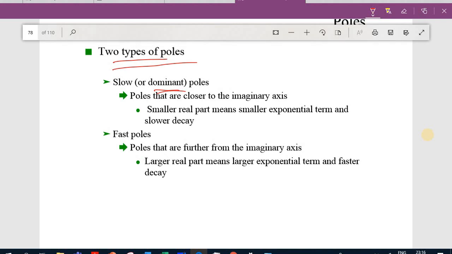So instead of saying slow, we will call them dominant. It's a better terminology in my opinion. The poles that are farther from the imaginary axis, which means larger real parts, mean a larger exponential term and faster decay. So we will have a faster decay if we have a larger real part, meaning a larger exponential term.